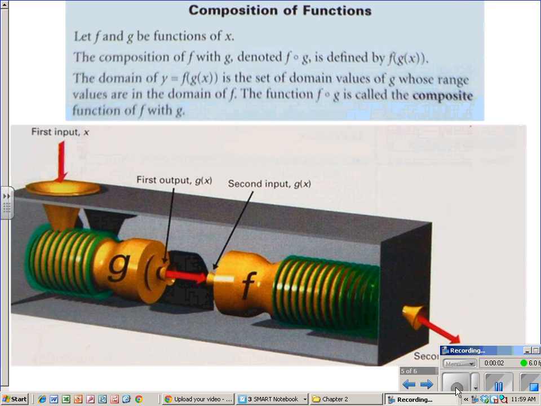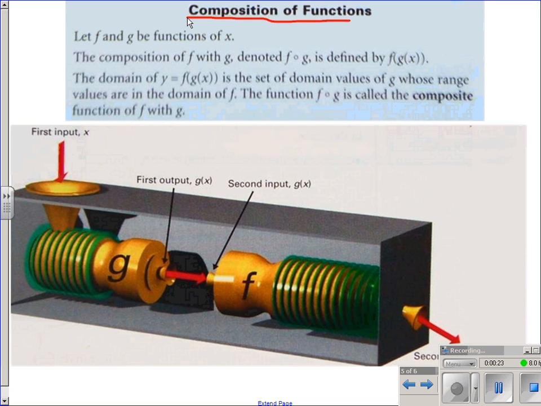Hello. This is the second video for section 2.4. In the first one, we talked about the operations with functions: add, subtract, multiply, and divide. This one is a different operation. Basically, it's combining two functions into one, not with the operations of add, subtract, multiply, divide, but with something called a composition of functions.